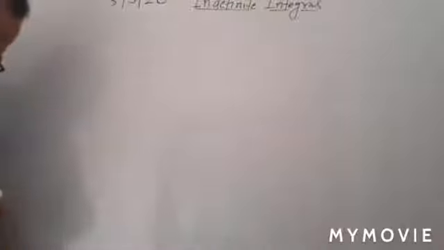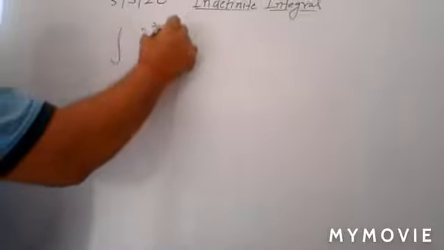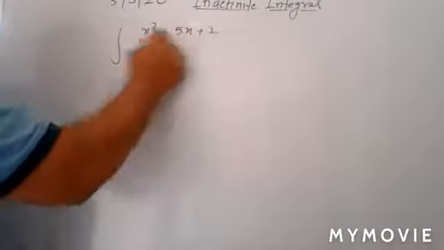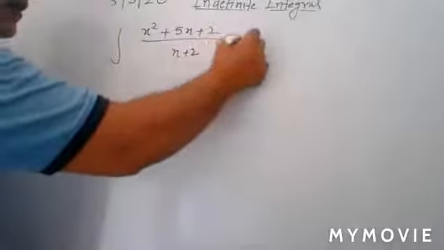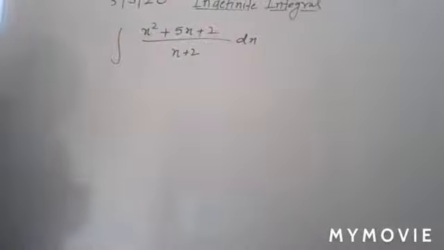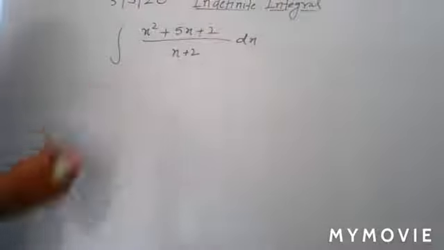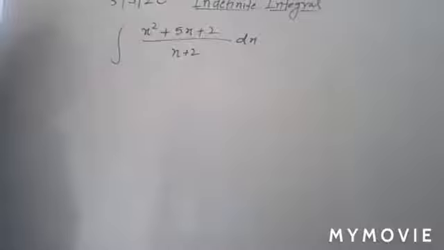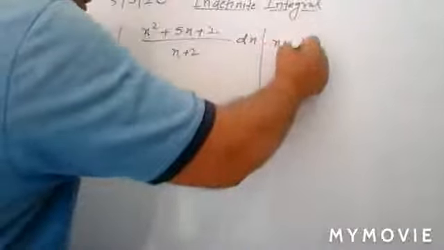Okay, so your next question is integral of x square plus 5x plus 2 divided by x plus 2 dx. So this is your question. Again here you see that you have degree 2 and here you have degree 1. Means the degree of numerator is greater. So divide it.